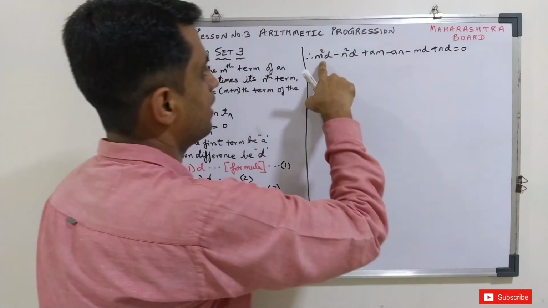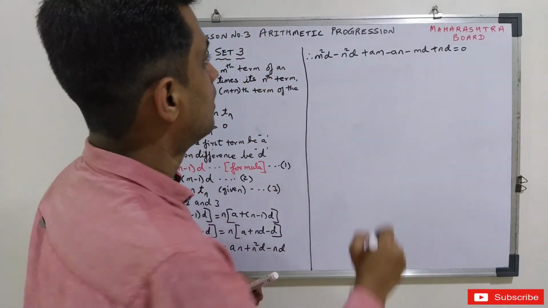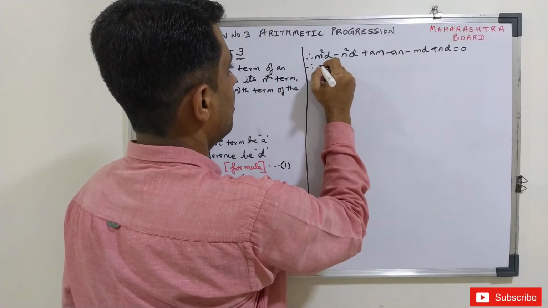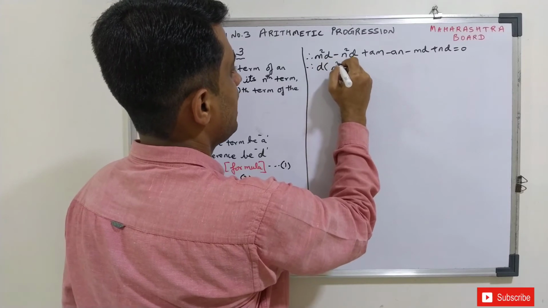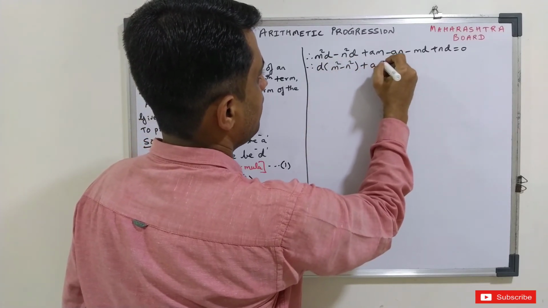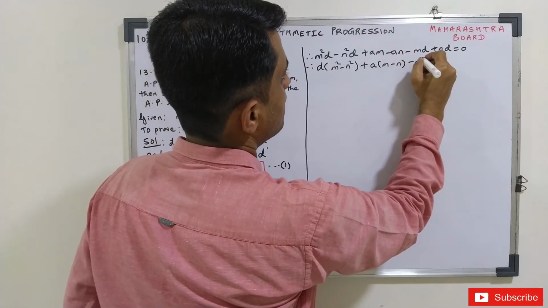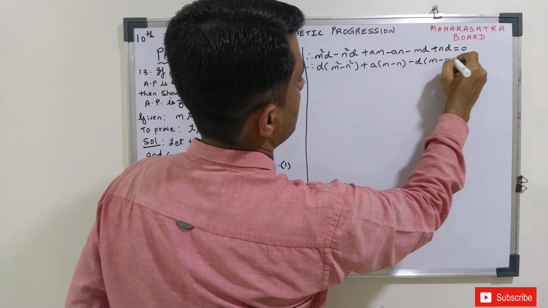Is equal to this. See the order. MN, MN, MN. Now take out common D. So you get M square minus N square. Take out A, you get M minus N. Take out minus D, you get M minus N.